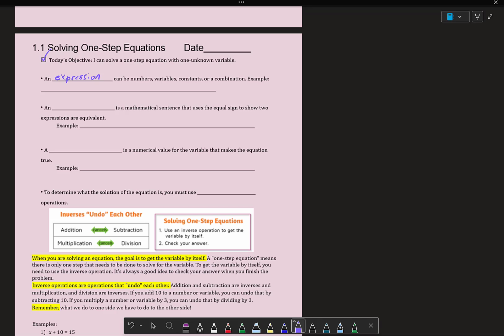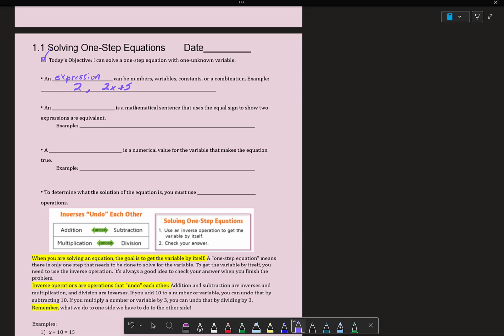So for instance, the number 2, that is an expression. Comma, 2x plus 5, that is an expression. So it's got numbers, it's got variables, combinations, operation symbols like a plus or minus sign. Anything that you use to express that math language is an expression, specifically an algebraic expression.